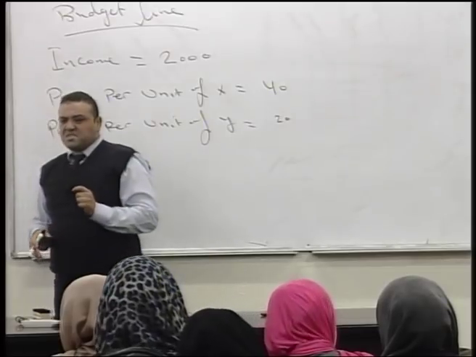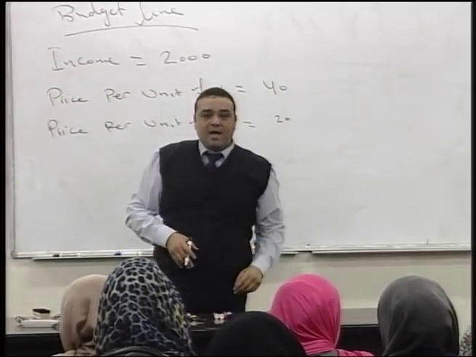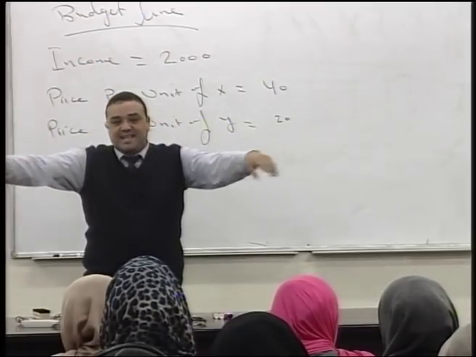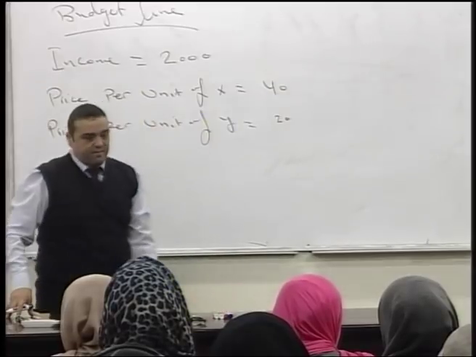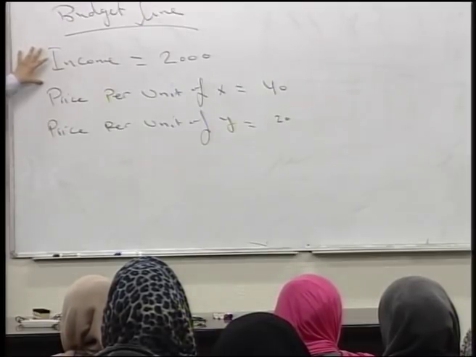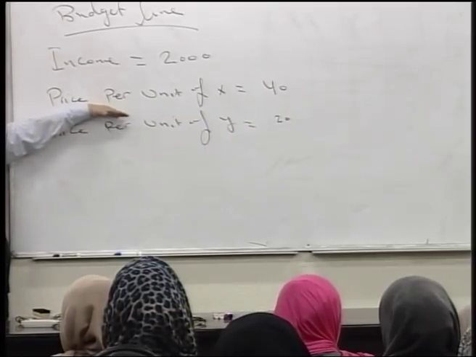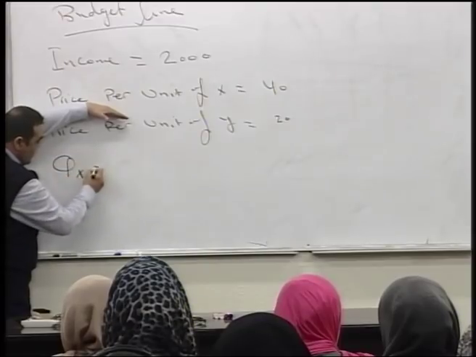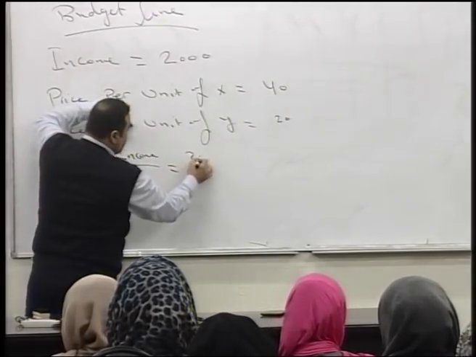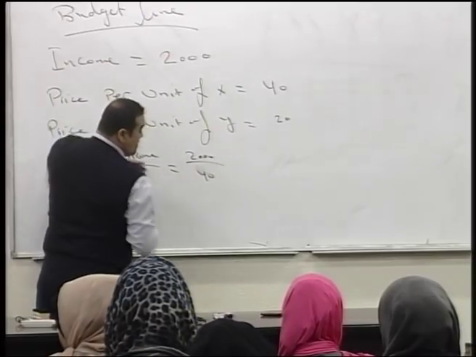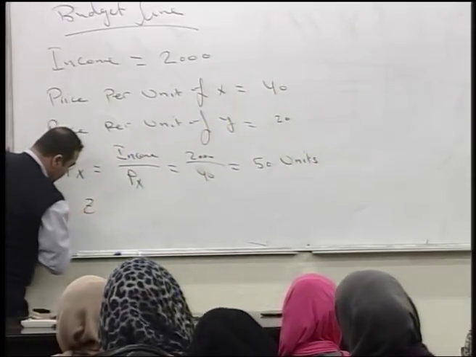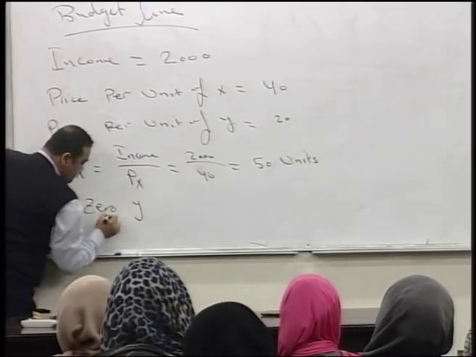If the consumer wants to buy only X, how many units of X can he buy? If he tends to buy only X and 0 from Y, how many units of X can he buy? Which means the consumer allocates his income to buy only X. How much is QX? In this case, QX equals income over price of X, which equals 2,000 over $40, equals 50 units of X and 0 of Y.